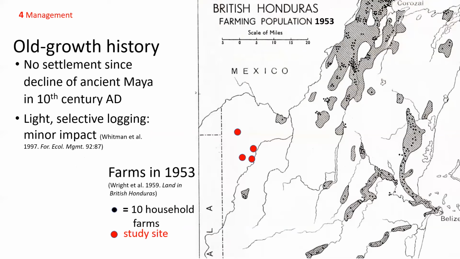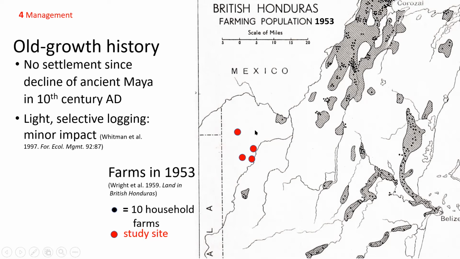A little bit about why we think this is old growth. We'll go back in history a little bit here. This is another diagram from Wright, the great Charles Wright, his book on British Honduras. The first thing, however, is that the archaeologists tell us that in our area here, where Mexico, Guatemala, and Belize all come together, there's been almost no people living since the time of the decline of the ancient Maya in the 10th century. And there are many historical records which indicate that as well.